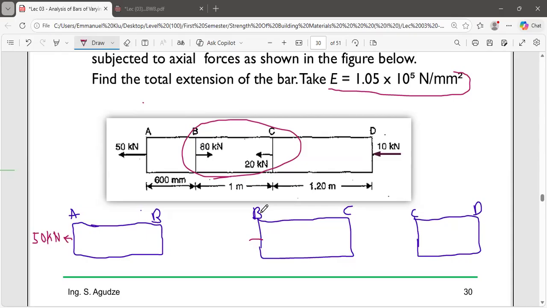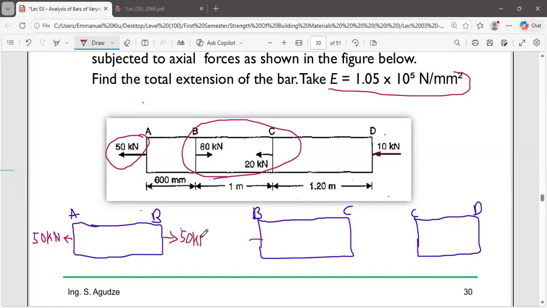It is logic. First of all, you can even compare the end ones. Look at the first one, the AB that I have drawn. The outer one is 50 and it's in tension. It means that the whole of this is in tension. So if this one is 50 kilonewton, this one is also going to be 50 kilonewton.